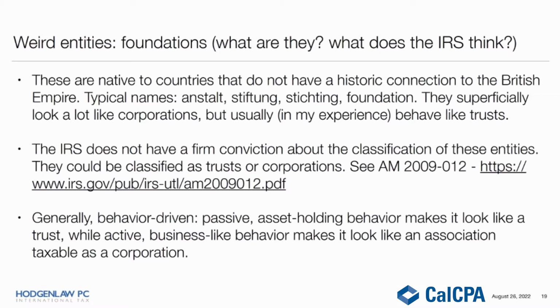If it steps up into more active business-like behavior, then the government is inclined to look at it as an association taxable as a corporation. So if you look at this word Anstalt, that's more a business-like activity. The inclination is to go that way. The Stiftung is more likely to be a sort of passive trust-like situation. But you and I don't like "more likely," right?